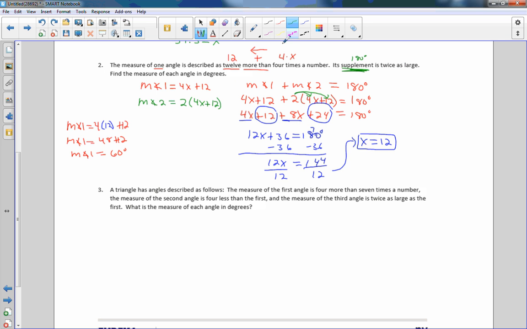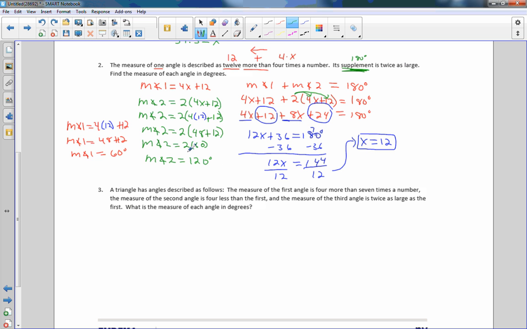Okay? Now I'm going to do the measure of angle 2. So I'll just do it right here because this is already written here. Then I would say the measure of angle 2 equals 2 times 4 times 12 plus 12. Measure of angle 2 equals, PEMDAS first, 4 times 12 is 48 plus 12. Remember PEMDAS, parentheses first, now add 48 and 12 is 60. So it's 2 times 60. So the measure of angle 2 equals 120 degrees.